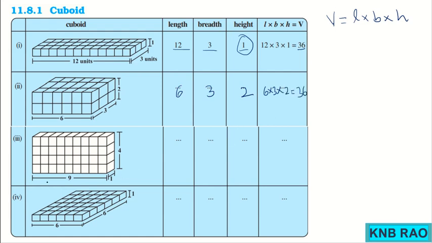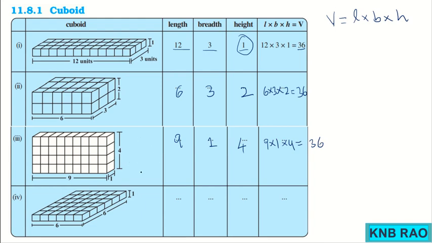The same 36 is brought in this way also, where 9 unit cubes are along the length and only 1 unit cube along the breadth. That means 4 floors type: ground floor, first floor, second floor and third floor. Totally 4 unit cubes are along the height. That means it becomes 9 into 1 into 4, where 9 is the length, 1 is the breadth and 4 is the height. So 9 into 1 into 4, the same 36 unit cubes are arranged like this.